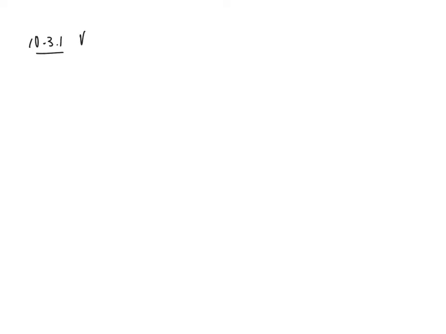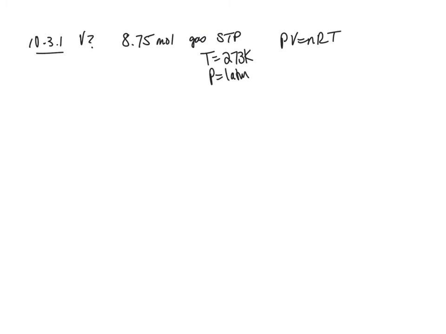10.3.1, calculate the volume occupied by 8.75 moles of an ideal gas at STP. So you could solve it with PV equals nRT, and then you'd have to put temperature equals 273 Kelvin. You have the R constant, P equals 1 atmosphere, and n would equal 8.75 moles, and R equals 0.08206 liters atmosphere per mole Kelvin. And you can do that.